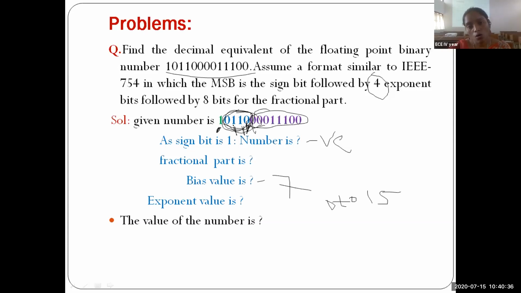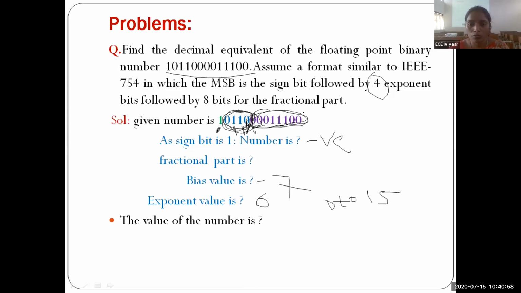The value, how much? 6, ma'am. 110, what is the equivalent decimal? 6. So the exponent value is 6. Similarly, calculate the value of this one. The representation is the same, but you have to substitute these values in the formula. That is different. Up to here it is all the same.